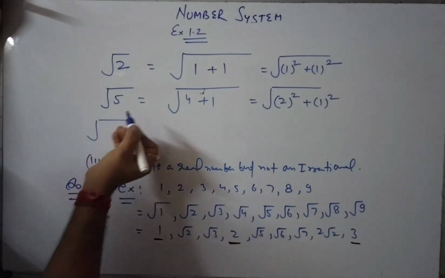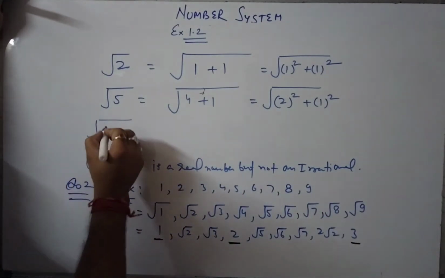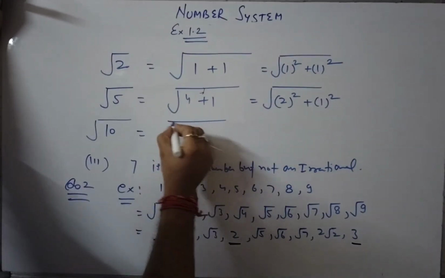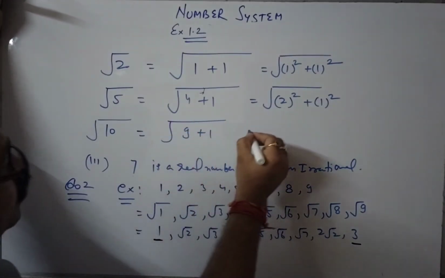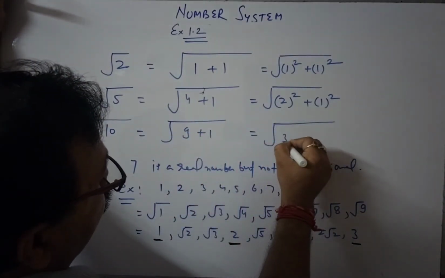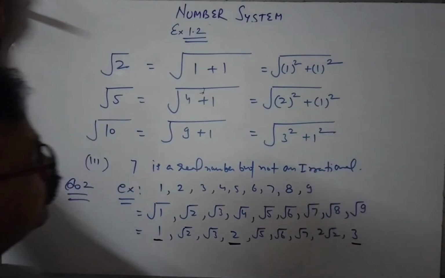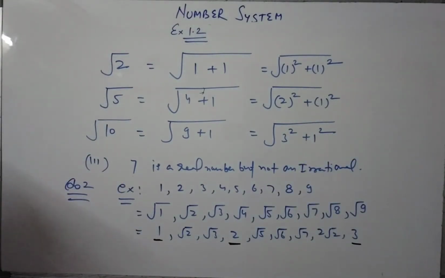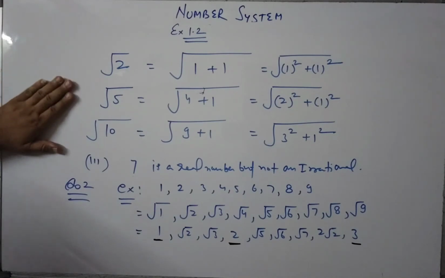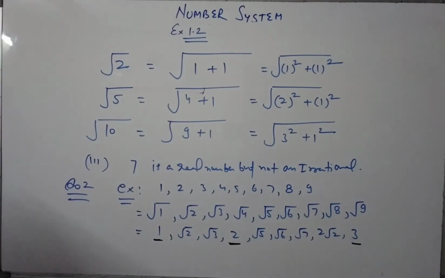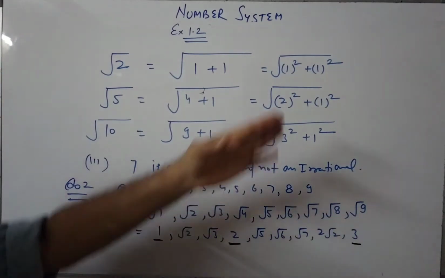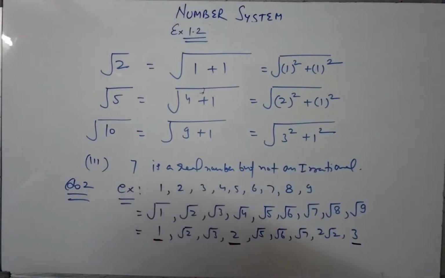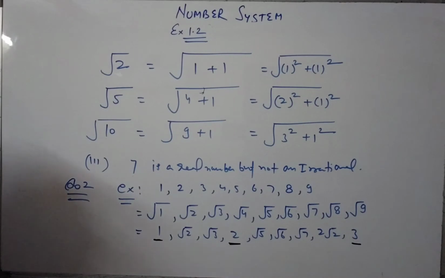Say you are going to represent a number, this is 10. This can be written as 9 plus 1, the square of 3 and the square of 1. So these cases are for specific numbers. Not every number can be represented in the format of two perfect square numbers. Then what to do? It means we cannot represent it.